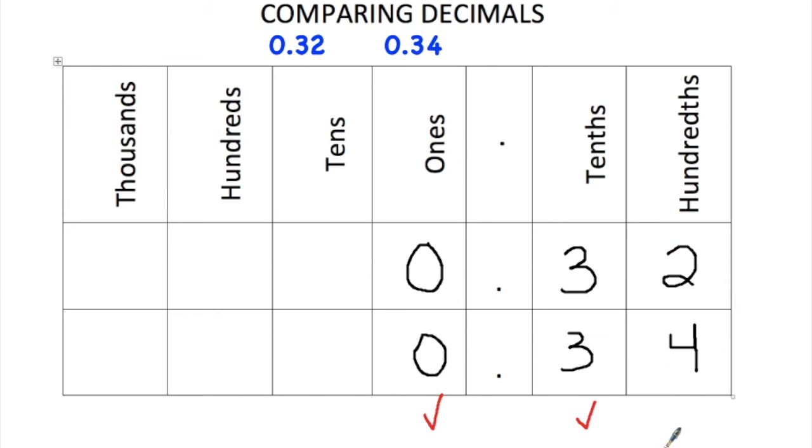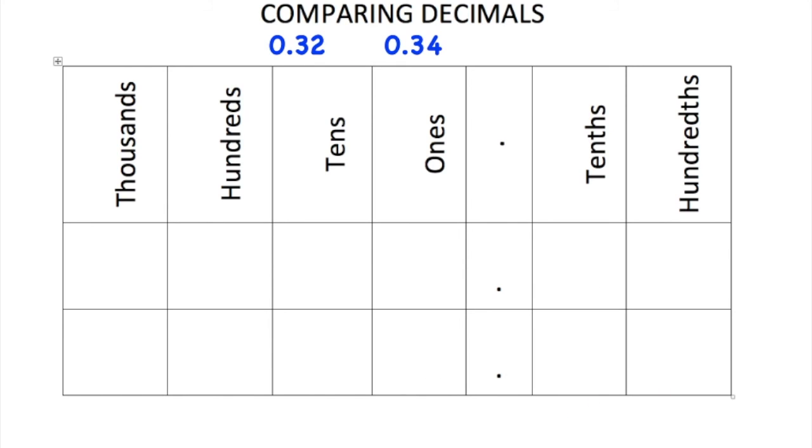So we're going to compare our place values. We see that our hundredths is different. 2 is less than 4. So we know that 32 hundredths is less than 34 hundredths. Did you get it?